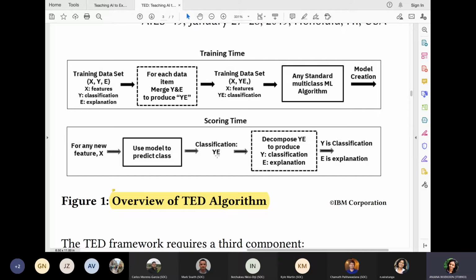So the output is not just Y, but E as well. Then they introduce this component in the dotted lines, which decomposes. So they introduce two components to merge and then to decompose the Y to a YE, the YE to a Y and E separately, which gives you the prediction and also the explanation.